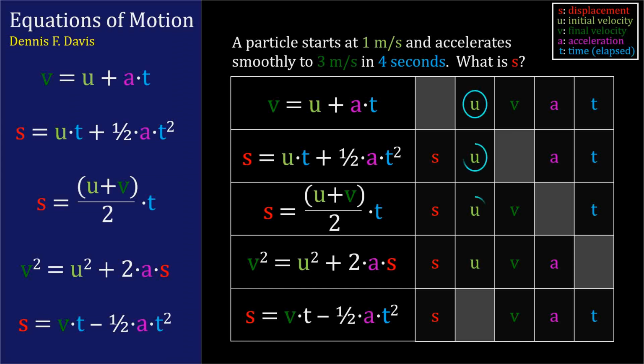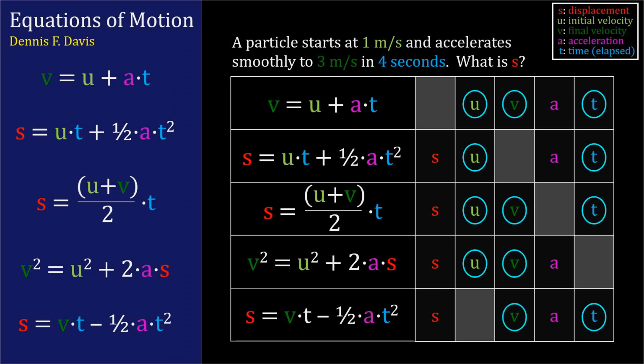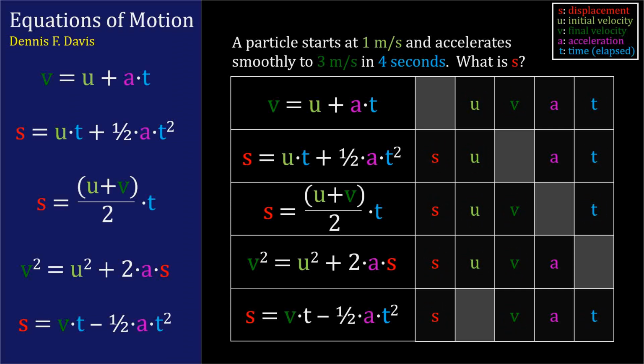We were given initial velocity u, 1 meter per second, time t, 4 seconds, and final velocity v, 3 meters per second. Then also circle the variable you want to find, in this case displacement s. One row will have 4 circles. That's the equation to use. The other method is really the same thing, just look at the problem statement and identify the variable not mentioned. In this case, since u, t, v, and s are all referenced, it's acceleration a that isn't, so use the equation that doesn't reference a.